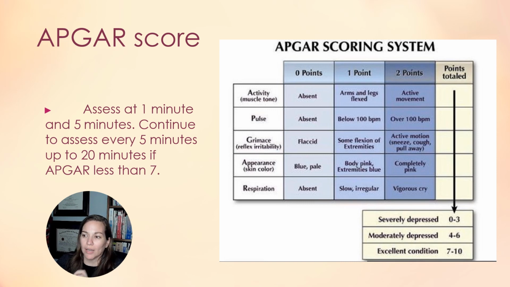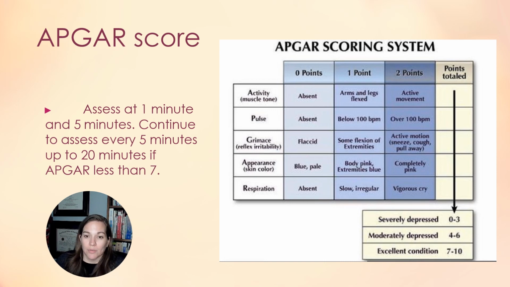So A is for activity or muscle tone. And basically, if there's no activity or muscle tone, so the baby comes out just very floppy and limp, then that baby would get 0 points. And to get full points, they would be actively moving. So you have your baby that's usually crying, right? And they're kicking and screaming, basically. Punching, kicking, screaming.